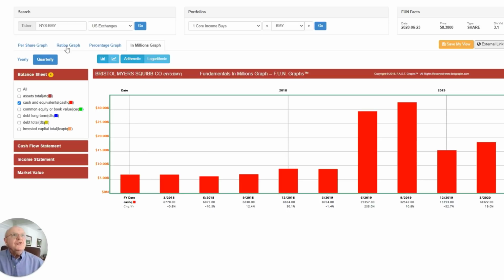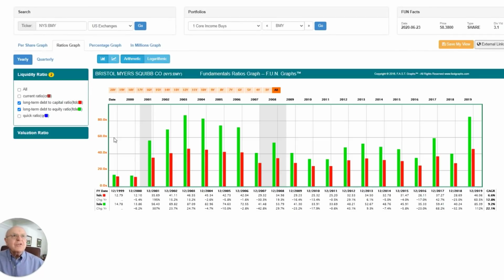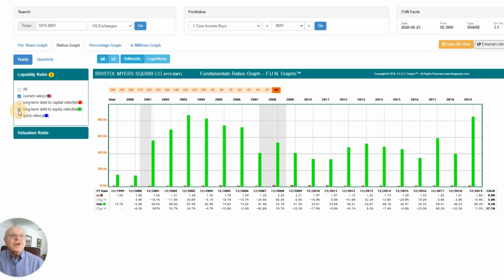Now, the other two primary graphing tools that you have with FUN graphs is we've got the ratios graph. The ratios graphs are very interesting for several things. For example, I've got long-term debt to capital and long-term debt to equity here. So I can look at some core or basic financial ratios. When I'm analyzing a stock, I also like to look at other liquidity ratios. For example, I like to look at the current ratio, and I also like to look at the quick ratio.